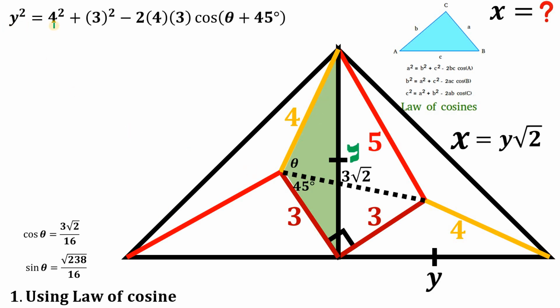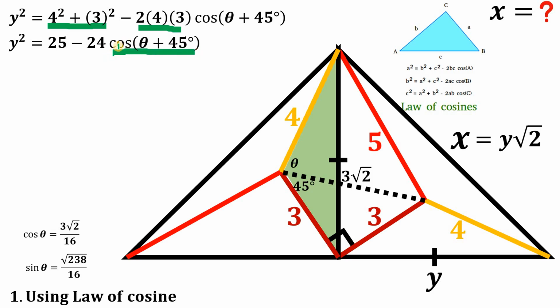So this will give us y squared equals 4 squared plus 3 squared minus 2 times 4 times 3 times cosine of 45 degrees plus theta, or theta plus 45 degrees. Now, simplifying this, we have y squared equals 25, which is 4 squared plus 3 squared, minus 24, 2 times 4 times 3, then cosine of theta plus 45 degrees.